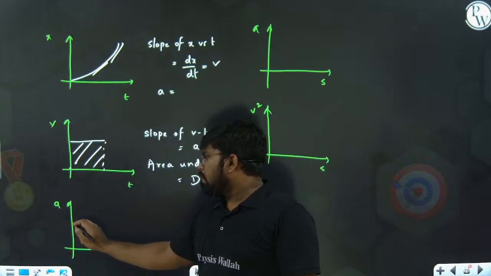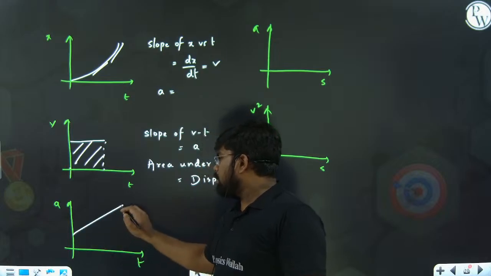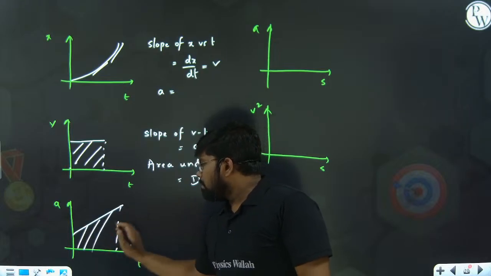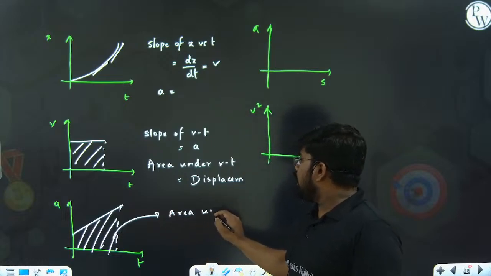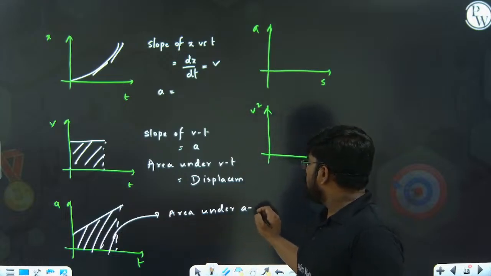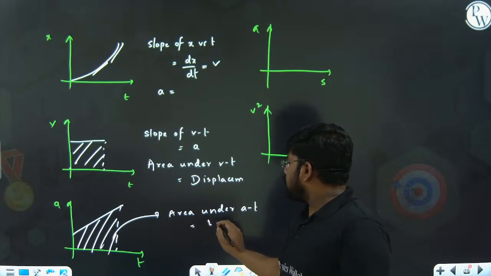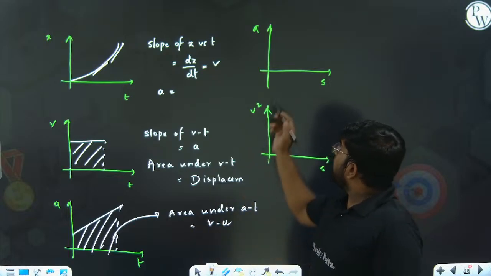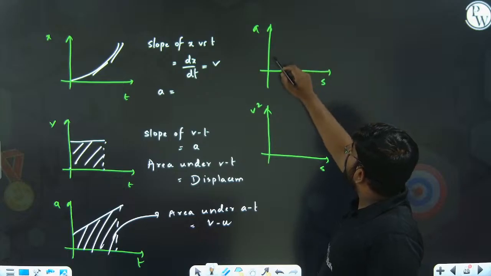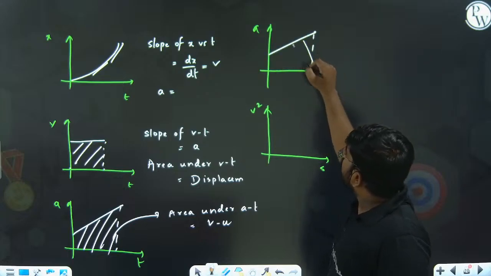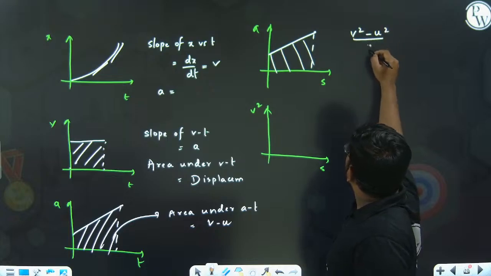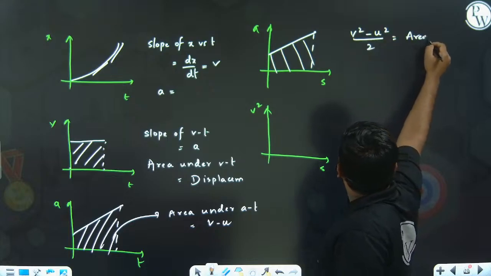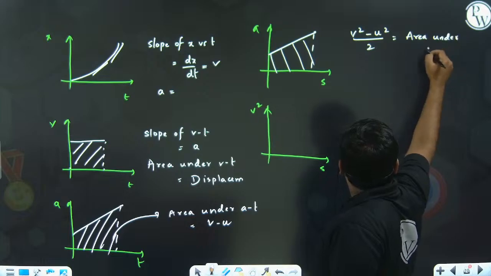And what does the a-t graph give us? If you have a-t graphs, then if you do integration, the area under the a-t graph gives us the change in velocity, that is v minus u. And the a-s graph: again, if this is the graph, this area basically gives us (v square minus u square) by 2, which is equal to the area under the a-s graph.